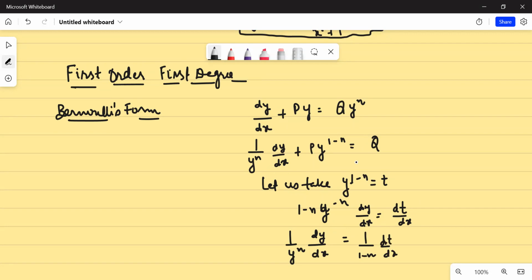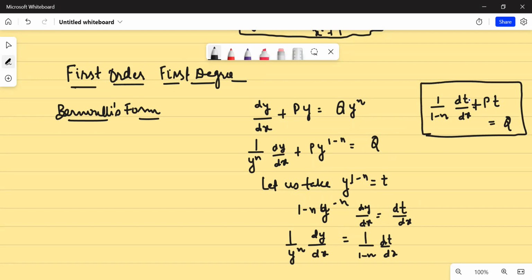So you replace this here. If I replace this here, I'll get 1 upon 1 minus n dt by dx, plus p into t is equal to q. So you'll get this particular linear differential equation form in t, and once you solve it for t, you can replace y to the power 1 minus n, and all those things otherwise will follow. So let us do one of the questions again asked in GATE examination in mathematics.